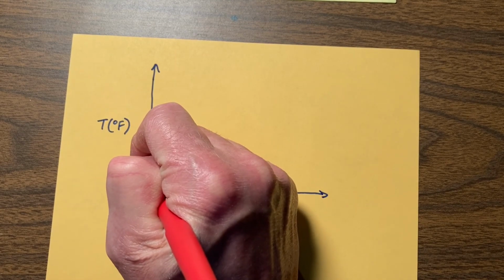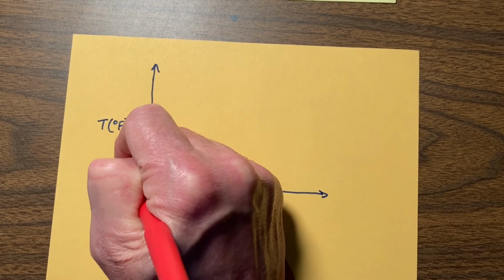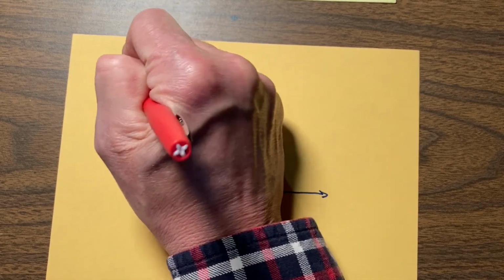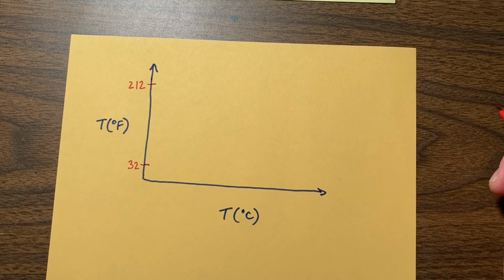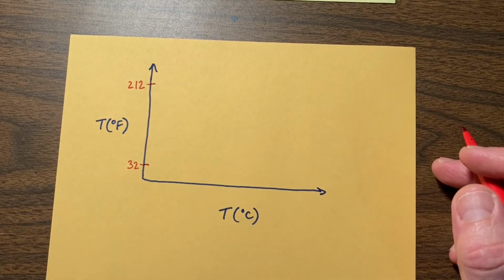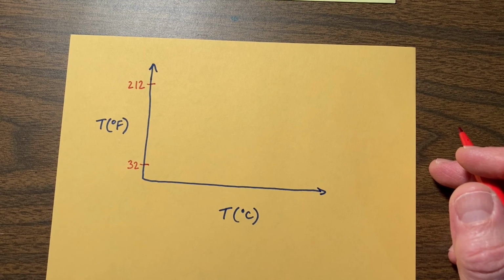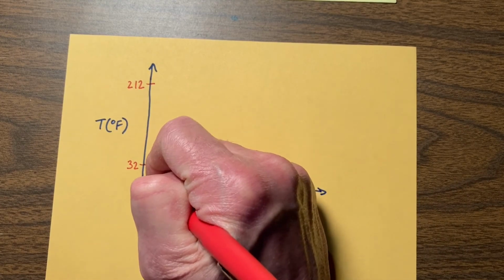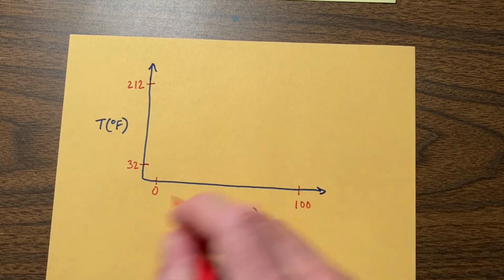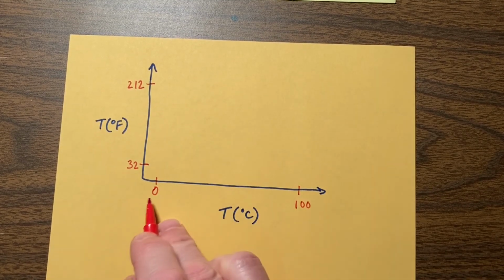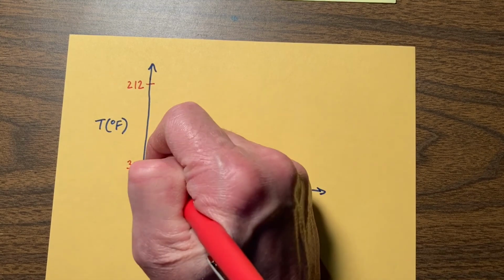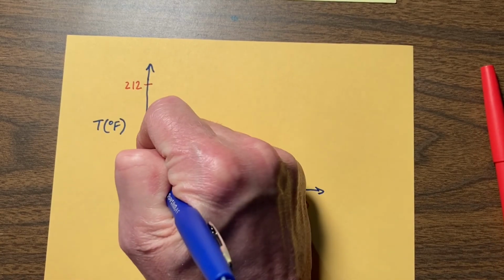The freezing point of water, which is 32. And this isn't going to be drawn to scale. It's 212 degrees Fahrenheit. So freezing point of water, boiling point of water. On the Celsius scale, it would be 0 and 100 between the freezing point of water and the boiling point of water. So let me just graph this point. We know that that's true.